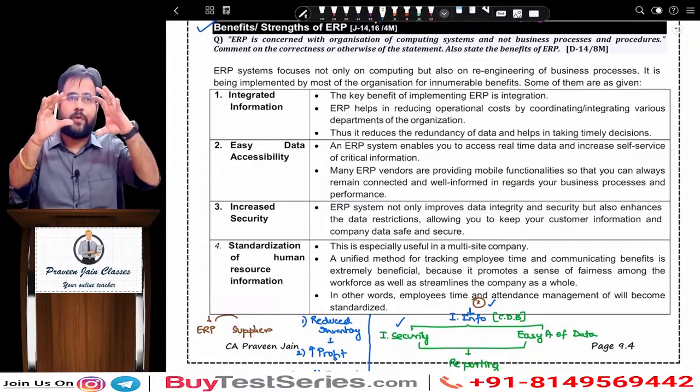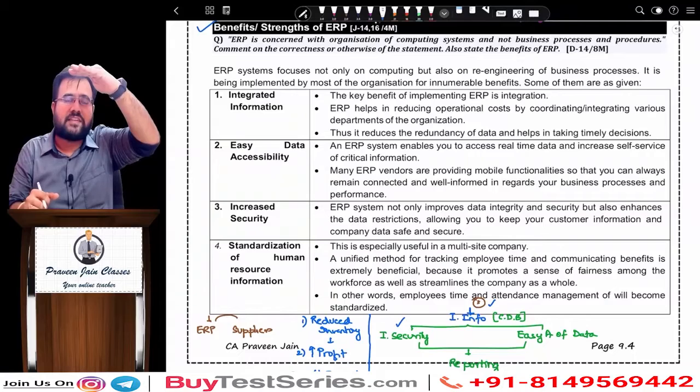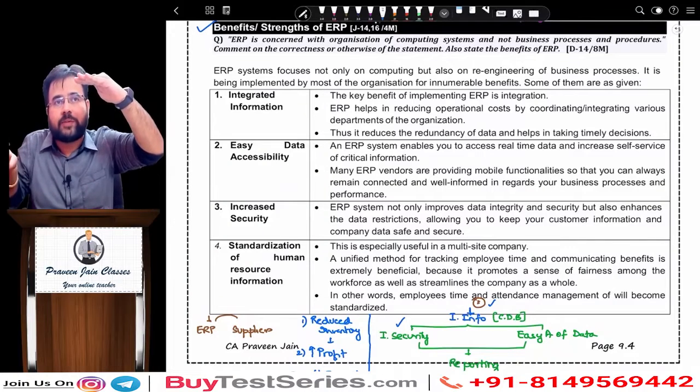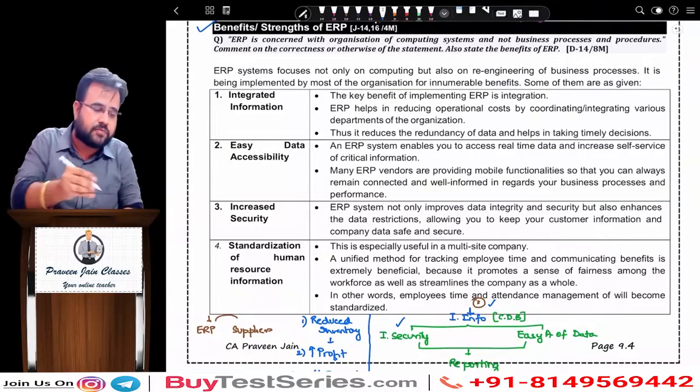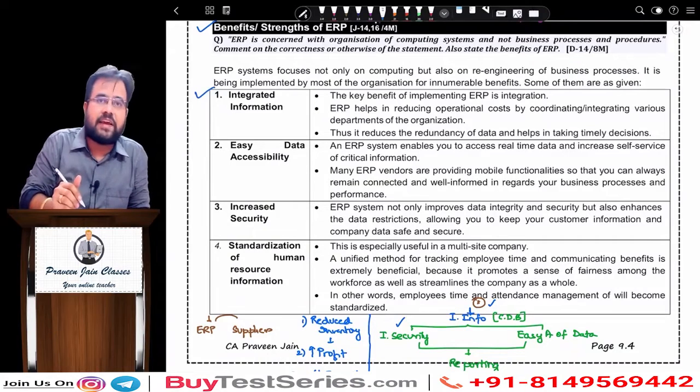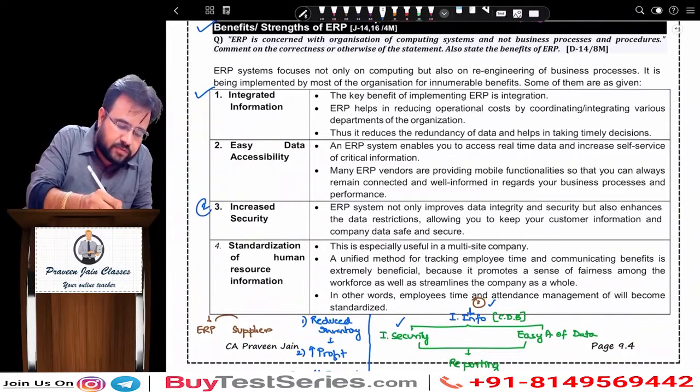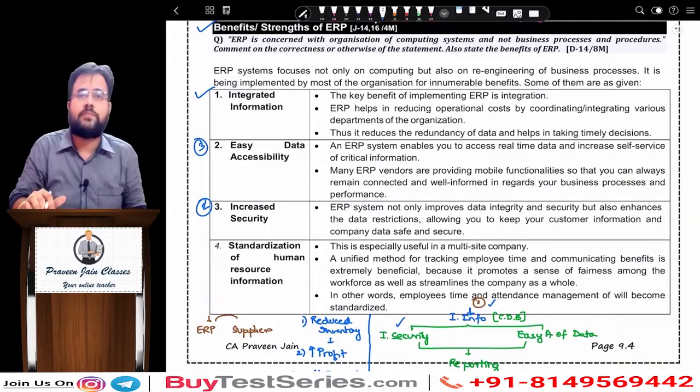So can I say these 3 points are interlinked? All information is lying at one place, providing security becomes easy, and accessing data becomes easy.